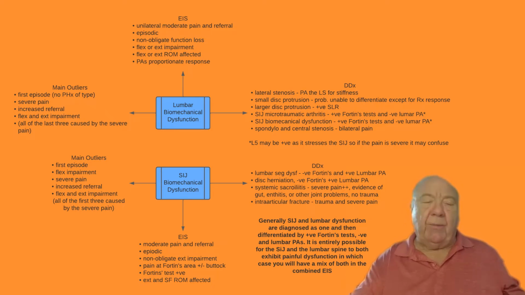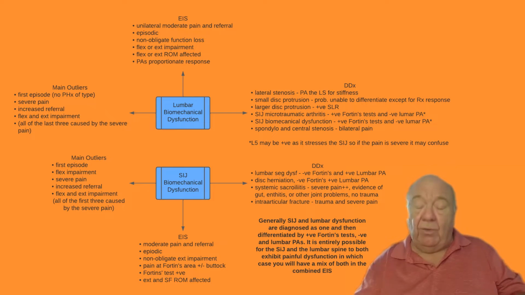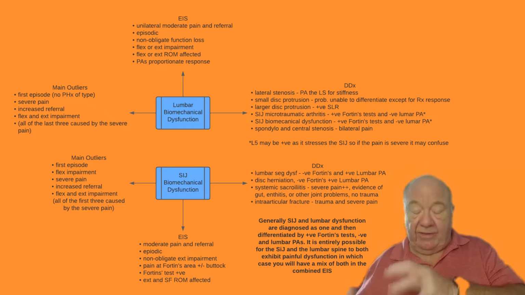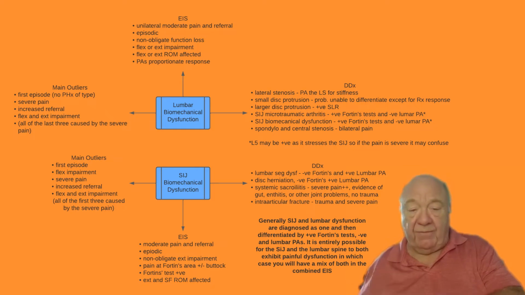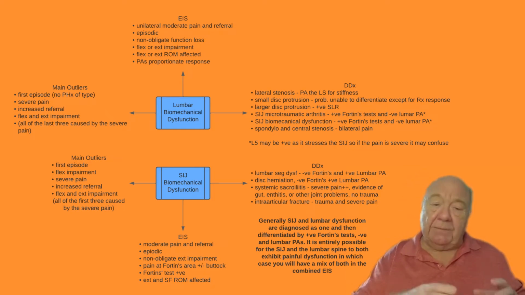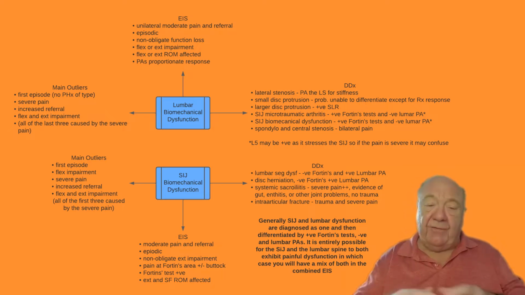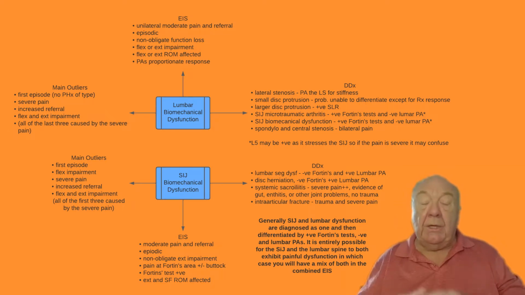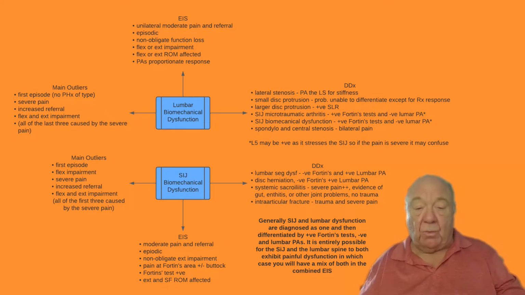And you can do that with PAs over the lumbar spine, remembering though that PAs over the L5 will also effectively be a PA on the sacroiliac joint. So if it's particularly sensitive, you're going to get pains coming from that. But Fortin's tests, subjective and objective Fortin tests, are also usable to differentiate the two. And often both will be present, especially at L5S1. So essentially you can look at that as staging, if you like, but the initial diagnosis is biomechanical dysfunction.